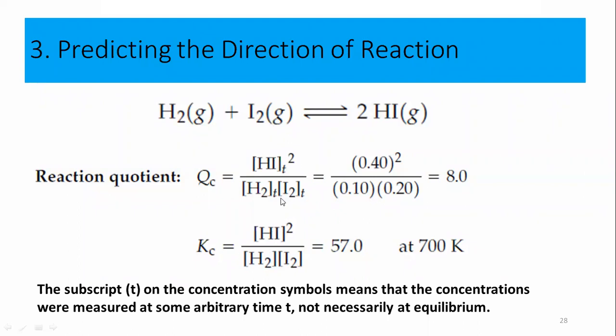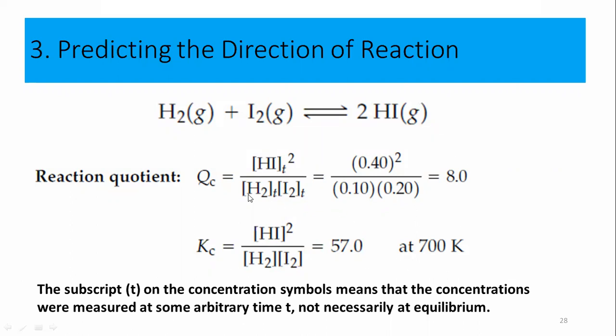And Kc is also the same expression, but the difference is that these are equilibrium concentrations. And here t represents that the concentration was measured at any time other than equilibrium. And here there is no such subscript, because it is understood that all these concentrations are at equilibrium. So this will remain constant. Kc is the constant. That means this reaction has an equilibrium constant with the value of 57 at 700 Kelvin.